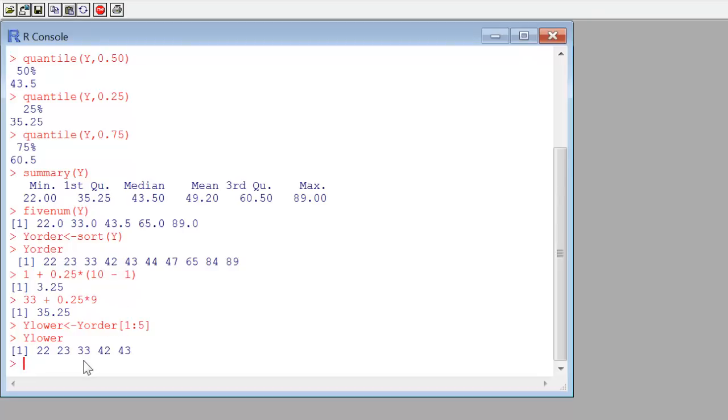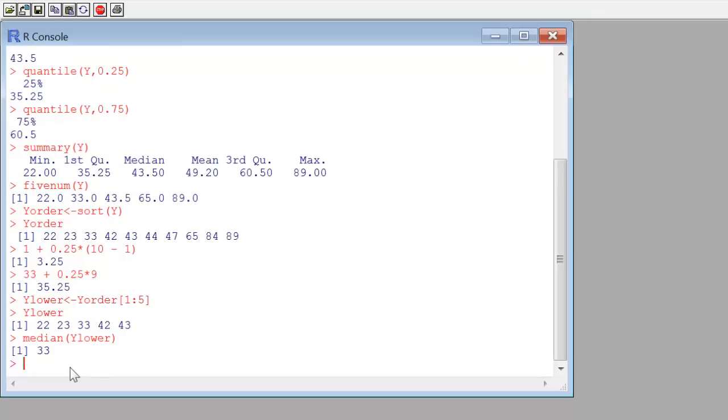The median, well, we have an odd number of observations. The median is right smack in the middle, 33. Let's look back up at the 5num. That's indeed what it's reporting. Let me do as a confirmation. If I type median on y lower, you get 33. And that's how the first quartile is computed with the 5num. So R is really calculating the first quartile and the third quartile differently with these two different functions.